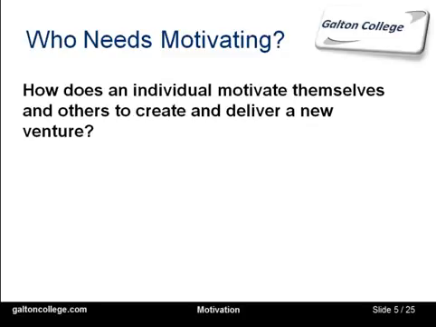Because we need entrepreneurs. In the context of this particular discussion, we need entrepreneurs to create new products. Otherwise, we won't have anything new. We'll have the same products year in and year out. We won't have progress. We won't have innovation, change, which is what we like.